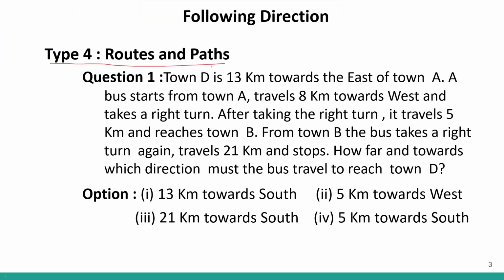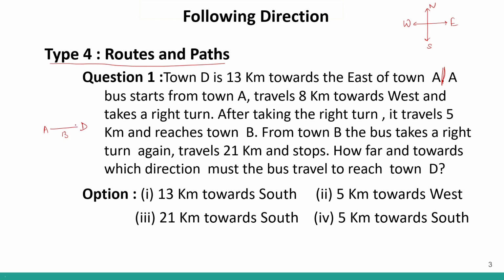In these types of questions, we are given an entire path or an entire route, and we have to answer the question based on that. So let me draw the basic directions for your reference. These are the four primary directions. Now, town D is 13 km towards the east of town A. Let me break the information down. This is the first information: D is 13 km towards the east of town A.